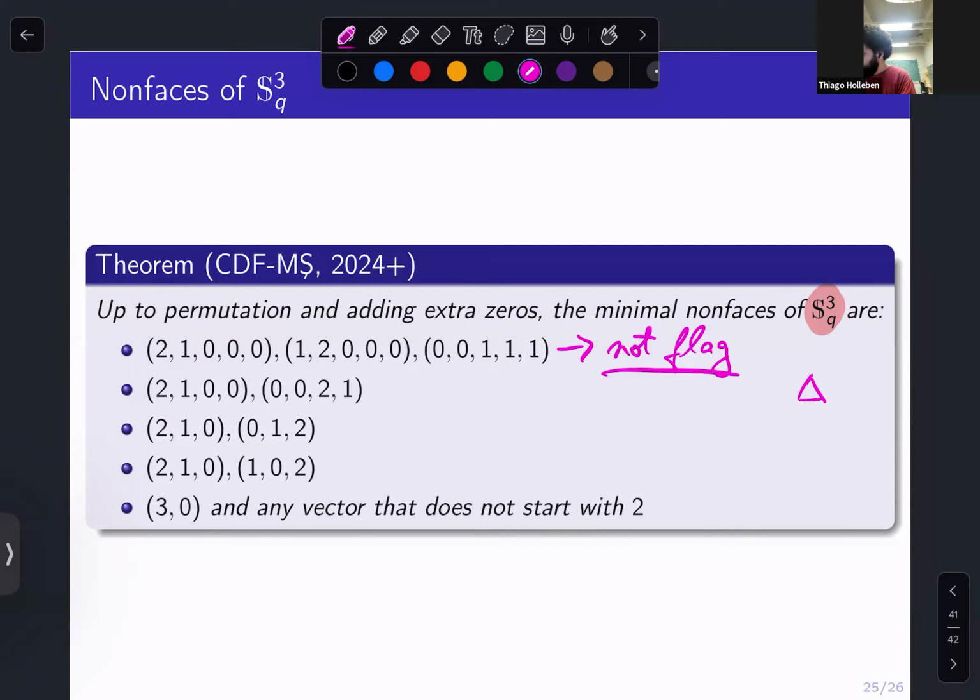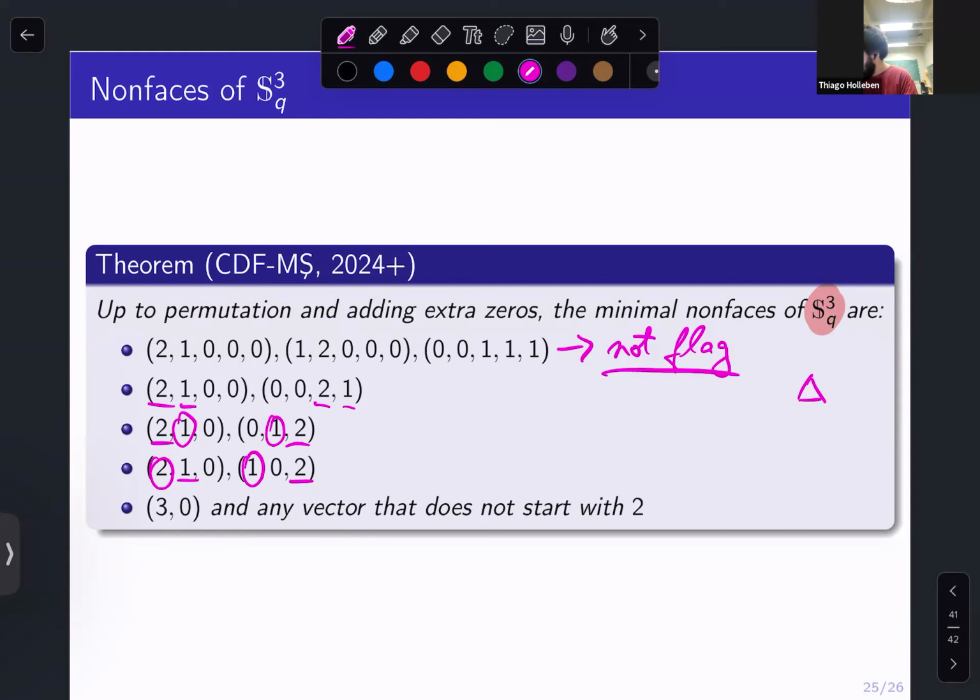Vectors like this, so if you take 2, 1, and then 2, 1, but with separate coordinates. If you have 2, 1, but they share the 1 coordinate, that's also not a face. So here the 2's have different coordinates, but they still share a coordinate. The 2 of one vector is in the coordinates of the 1 of the other vector. This is also not a face.